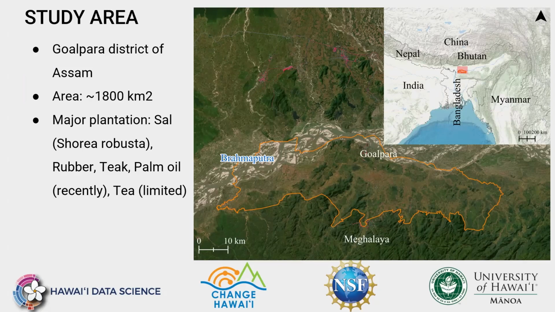So I selected Goalpara district of Assam in India, which is a hilly region between the South Meghalaya Plateau and the North Himalaya, and it's part of the Brahmaputra floodplain. It has an area of 1800 square kilometers, which is larger than Oahu. The major plantations found there are rubber, tea, and palm, which has recently started being planted, with tea found in the eastern side of the study area.